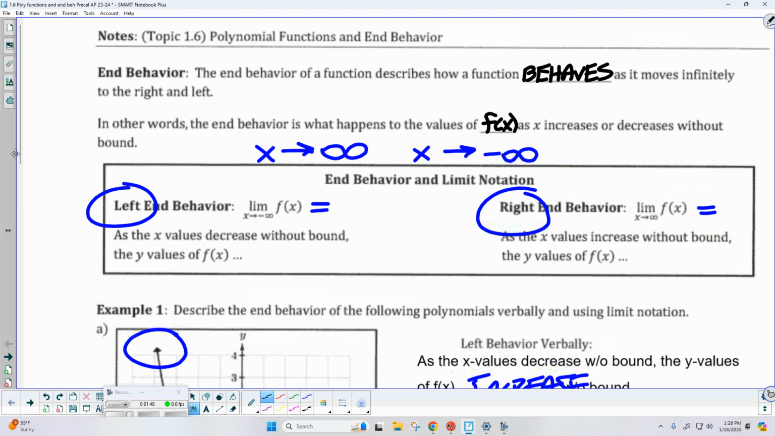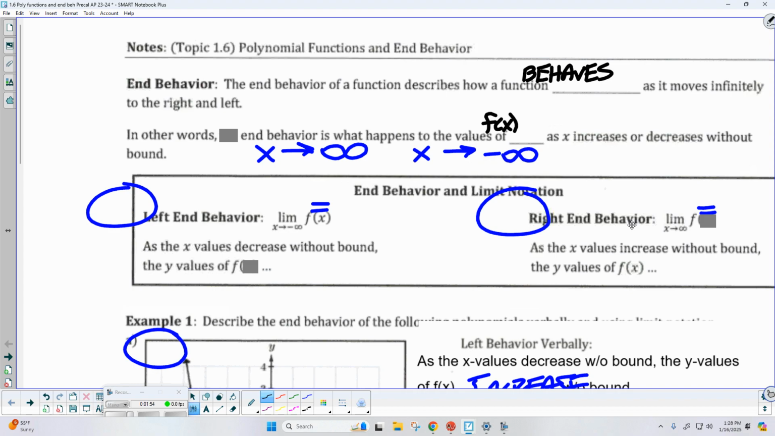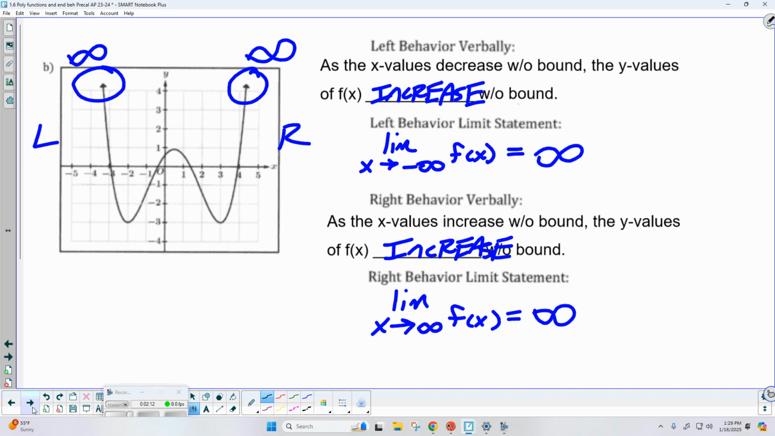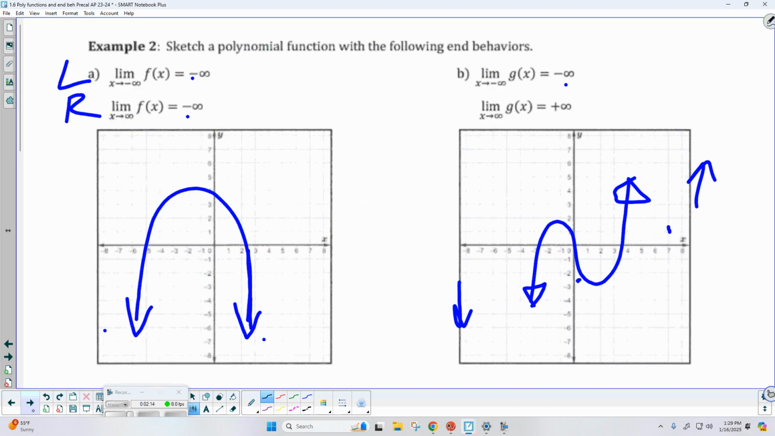We can describe this verbally. X is going to increase or decrease without bound, but we want to make sure we're okay with the limit statements here. Okay, so the limit as x approaches negative infinity of f of x, that's the left side behavior. And the limit as x approaches infinity of f of x, that would be the right side behavior. Okay, so we went through some examples, and everybody seemed to respond pretty well to those.